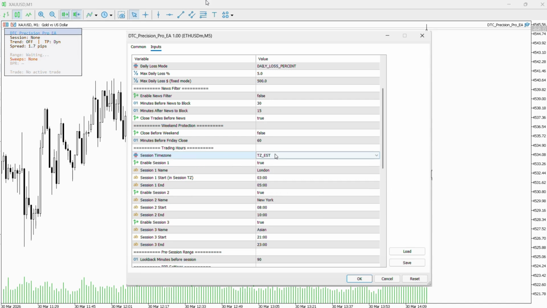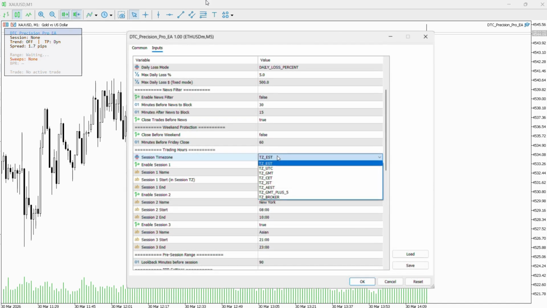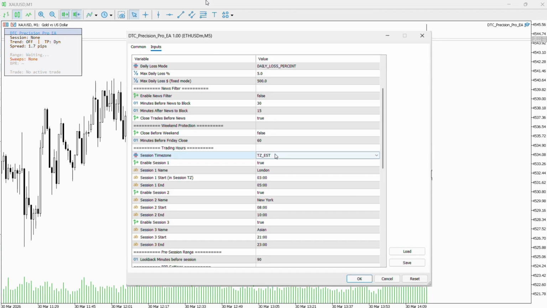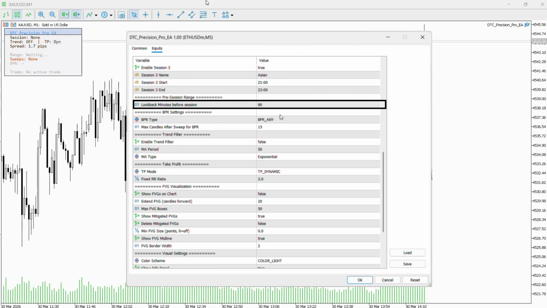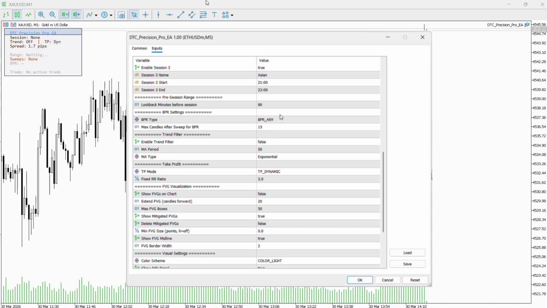The time zone setting handles daylight saving time automatically for US, Europe, and Australia. So if you set Eastern Standard Time, the bot will correctly adjust when daylight saving time kicks in. Range minutes sets how far back to look for the pre-session range. Default is 90 minutes. Increase this for wider ranges, decrease for tighter ranges.